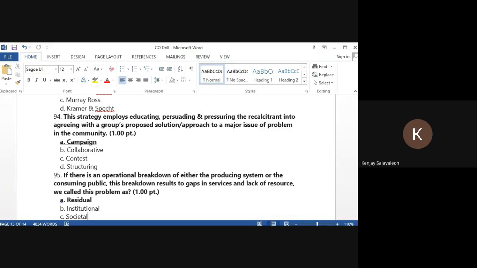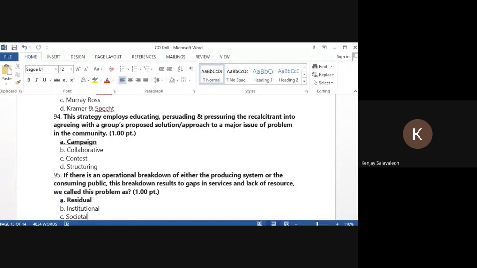Collaborative, when there is with different organization, nangyayari yan. You contest when there is a questionable provision in a certain advocacy. Yan, you try to contest. Structuring naman is a technique na ginagamit mo if you want to group together the same common concern of the people.